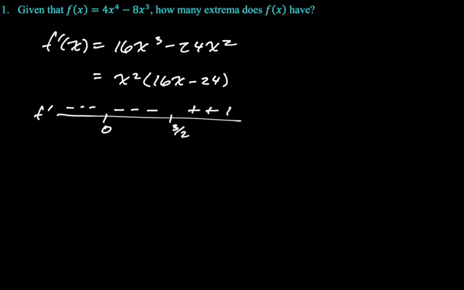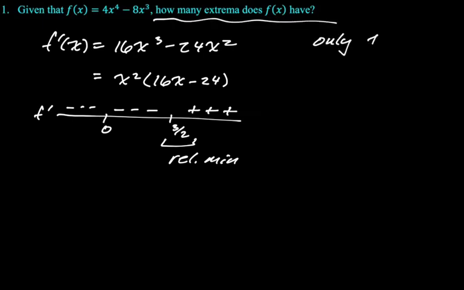We get plus. So this is, I mean, not a trick question because you should just do the math, but there are 2 critical points, but there's only 1 relative extrema here. There's a relative minimum at x equals 3 halves. So since we're looking for how many, the answer is there's only 1.